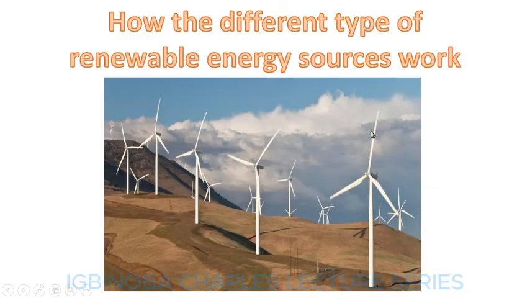How does this happen? The blades of this wind turbine are connected to a shaft that is connected to a generator. So as the wind blows, the blades rotate and create what we call electrical movement within the coils, and this leads to the generation of electricity.